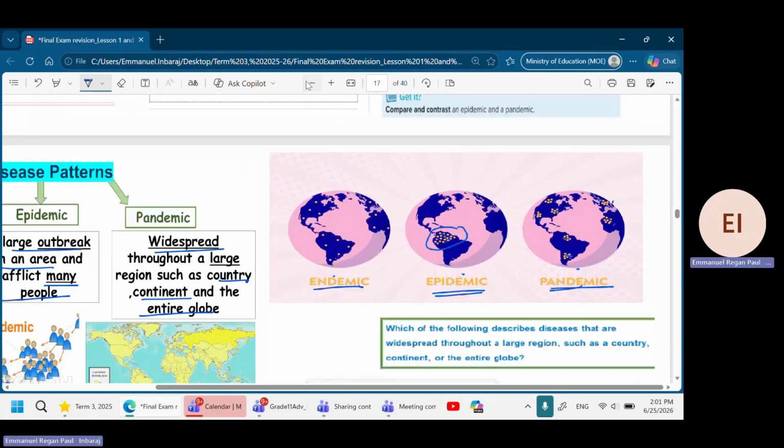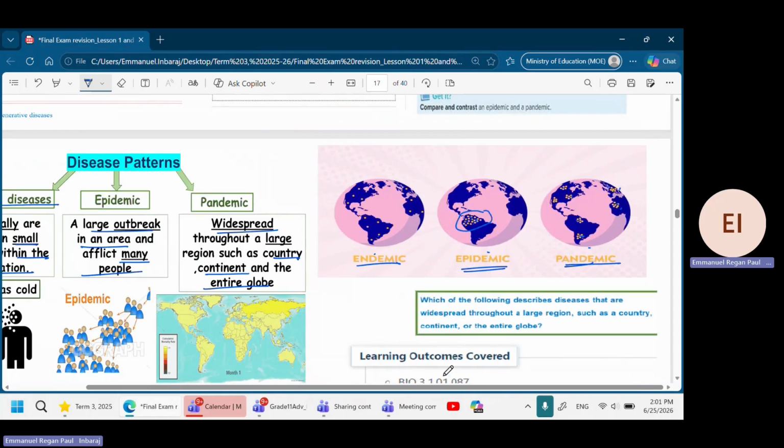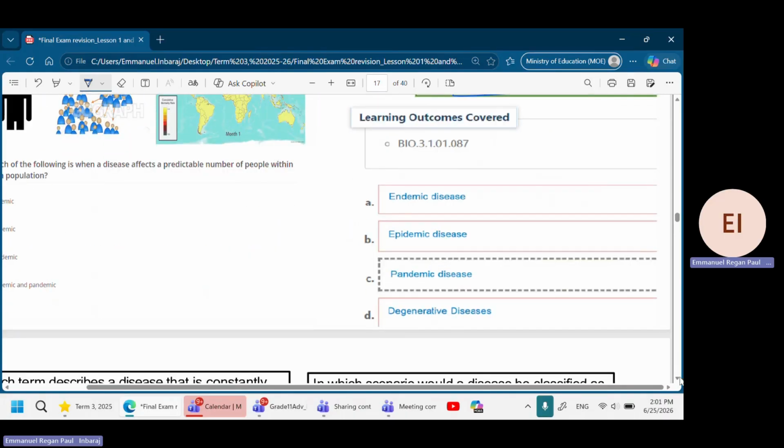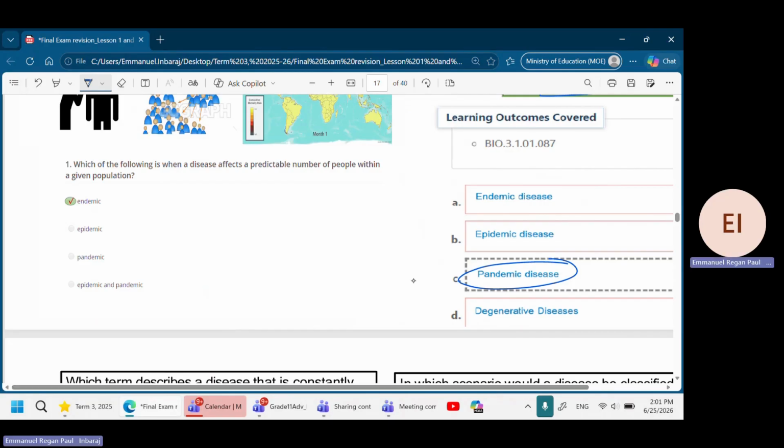This is also there. Now let's look at some of the questions here. Which of the following describes diseases that are widespread throughout a large region such as a country and all? You know that it is pandemic. So widespread, you should know that it is pandemic. Okay, now let's move to the next one. Which of the following is when a disease affects a predictable number of people within a given population? Within a given population, that is endemic.